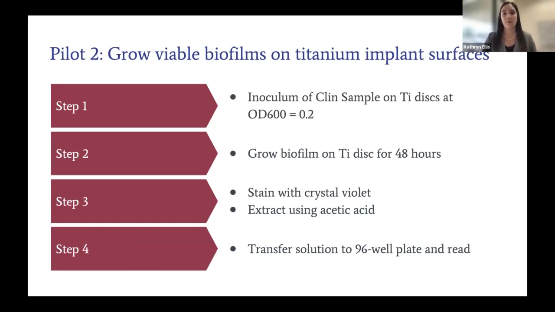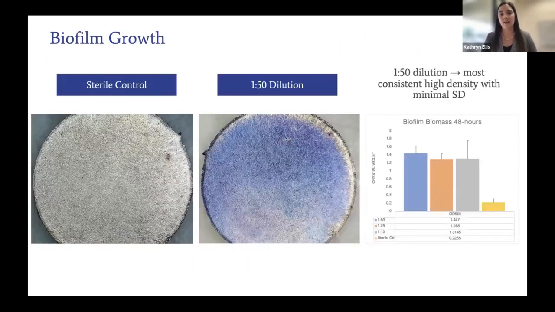So we used the same clinical sample from our severe peri-implantitis patient and grew them at our optimum time of 48 hours. We then stained these discs with crystal violet and extracted the solution to analyze. After analyzing that, we noted that our 1 to 50 dilution was going to give us the most consistent high density biofilm with a minimal standard deviation. So we decided to proceed with that.